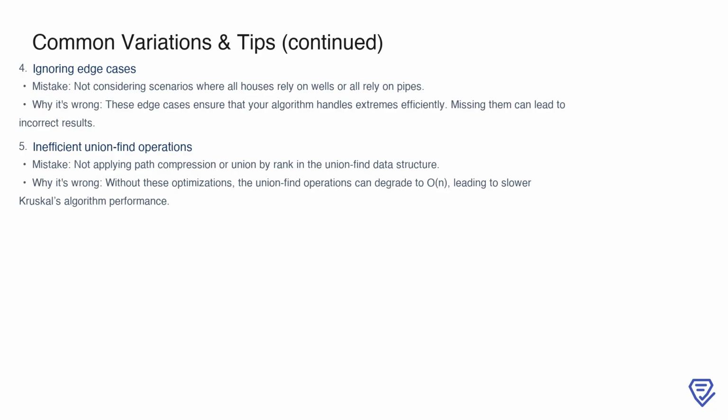Additionally, inefficient union find operations can slow your solution down considerably. If you're not applying optimizations like path compression or union by rank, the operations in the union find data structure can degrade to O(N), which drastically impacts the performance of Kruskal's algorithm. These optimizations are crucial to maintaining efficient runtime and ensuring that the algorithm scales well with larger inputs.